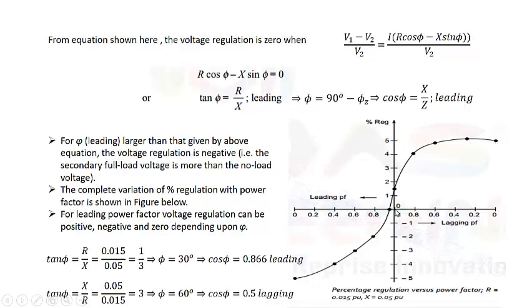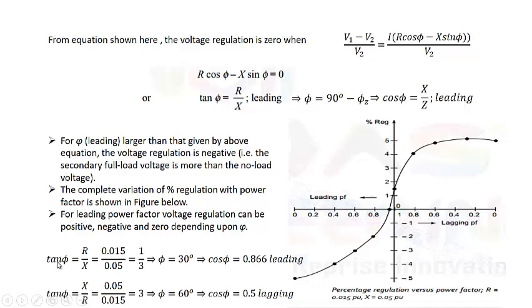And this is when angle is 0, power factor is unity, there will be some voltage regulation and it will be positive. And when the power factor angle is negative, that is the leading power factor, from this point to this point, this voltage regulation is positive. At this point, voltage regulation is 0, and from here voltage regulation will be negative.